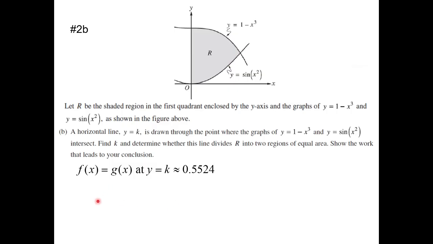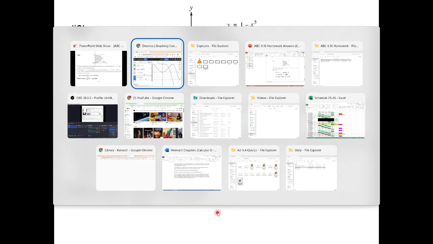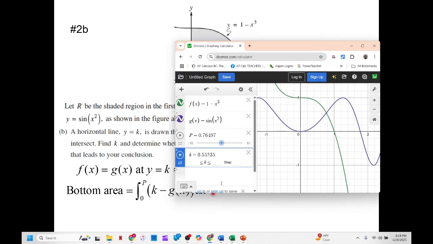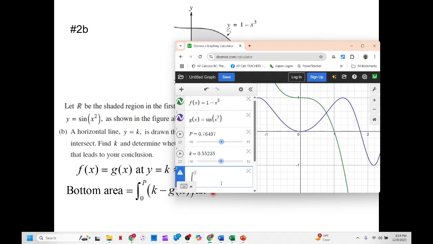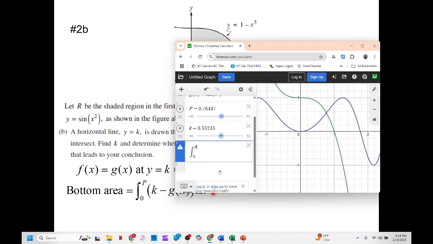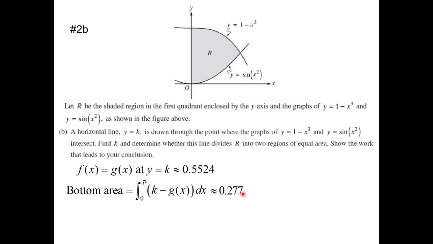So let me do the bottom area first. Both of these are going to have limits from 0 to p. We're still going to the x value p here. Since I'm doing the bottom function, I need to do the line k minus this g of x function down here. And let me go to Desmos and see what that actually comes out to. So I've got the integral from 0 to p of parentheses k minus g of x dx, and that comes out to about 0.277 if I round that off.